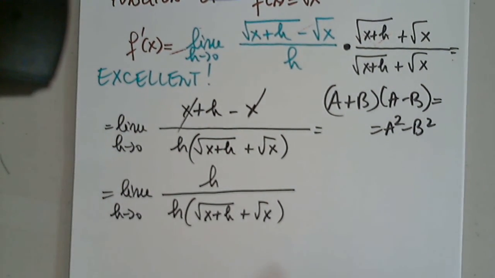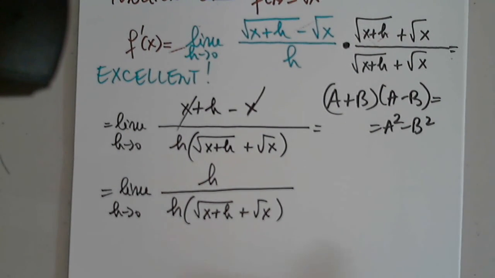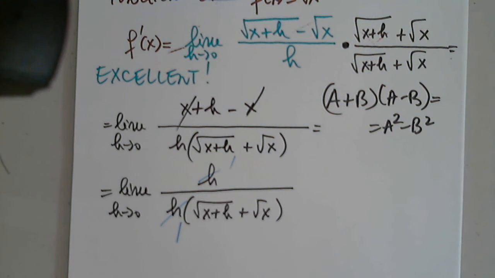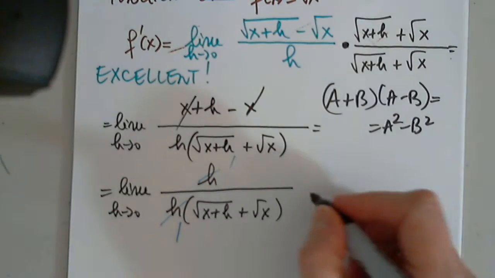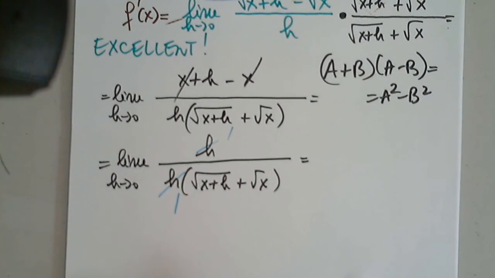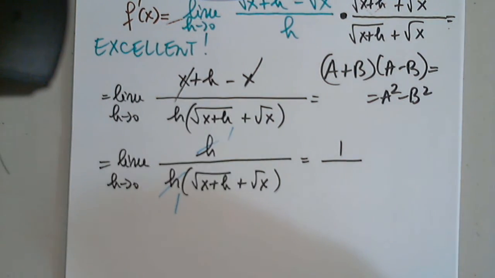Trey? Trey, are you with us? Okay. Cancel the h's. Of course. Very good. And now can anyone give us the final answer? Oscar, what is the final answer? 1 over the square root of x plus h plus the square root of x. One over the square root of x.